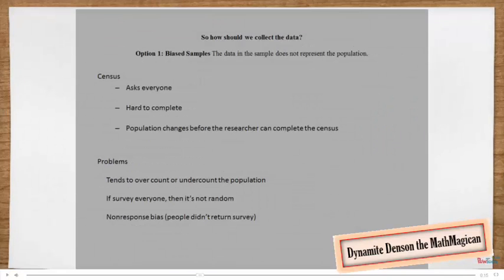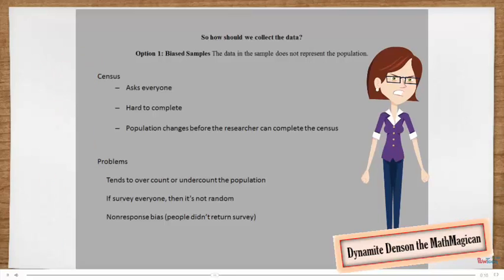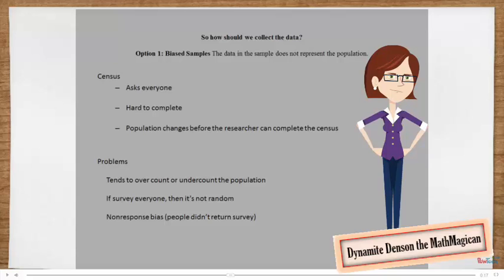A second type of data collection that can produce a biased sample is a census. It's basically a survey that tries to ask everyone in the population. It's hard to complete because it's hard to contact every member of a population. Another problem is that the population will change before the researcher can complete a census. Additional considerations are that a census can overcount or undercount the population.